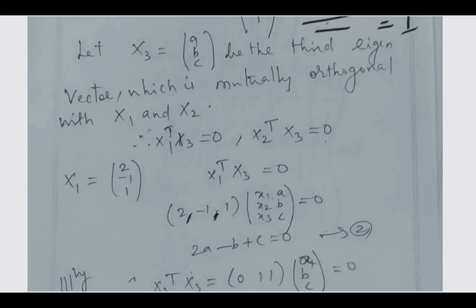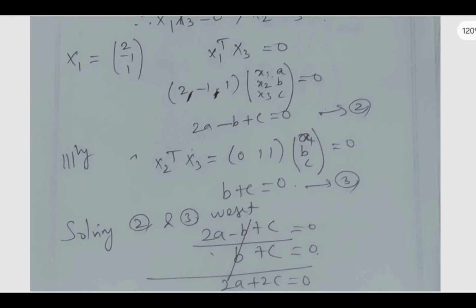It is supposed to be x1, x2, x3 only, but we need to find a new eigenvector that satisfies orthogonality to each other. So we can't apply the same x1, x2, x3. Instead, you take ABC. So you get the reduced equation 2a minus b plus c is equal to 0. You assume this equation as 3.